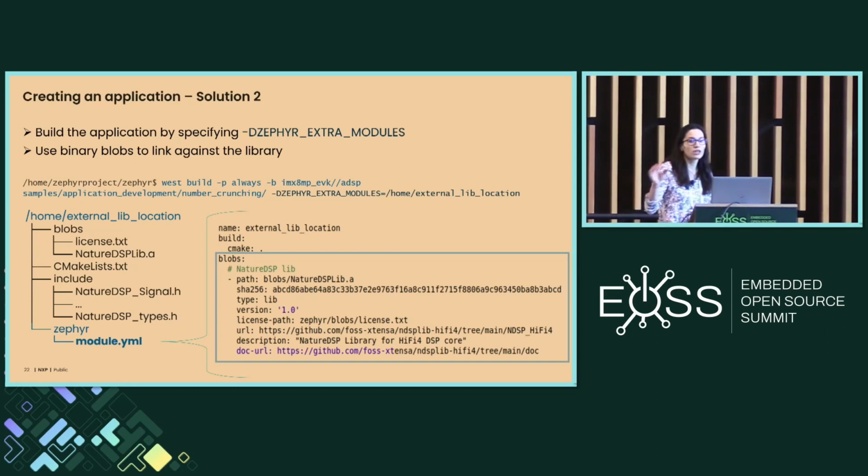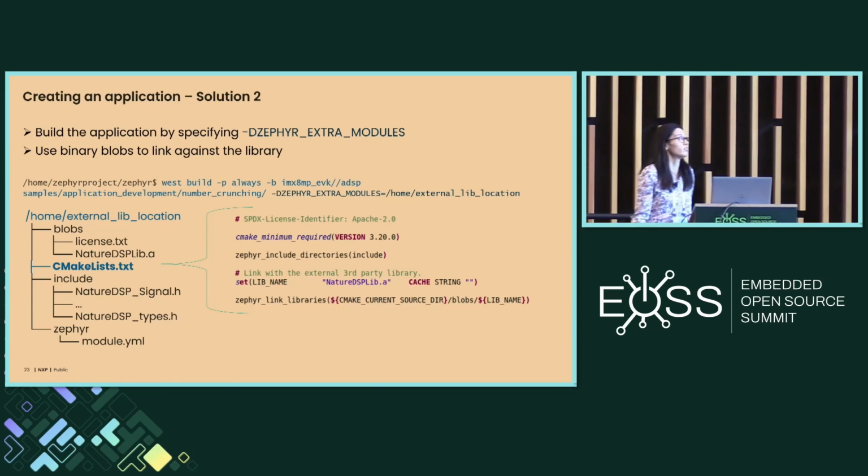The URL is the location where the binary blob will be fetched from. Description is a human-readable description of the blob, and the doc URL contains the documentation about that binary blob: how can you use it, and how to enable its functionality. This binary blob is fetched using the west blob command, and very important, this command only fetches the binary blob. So if you need any other accompanying code, like the headers, they are not brought with the binary blob, only that blob. So we need to have the headers, in our case, in the external module.